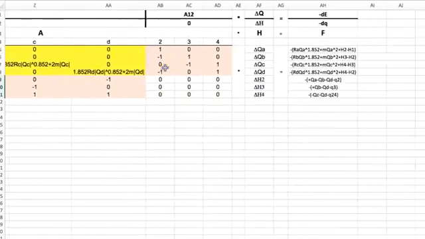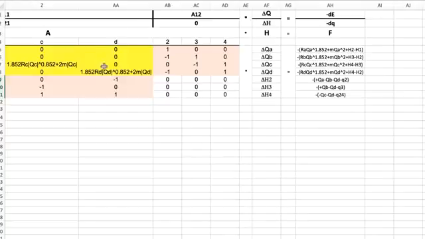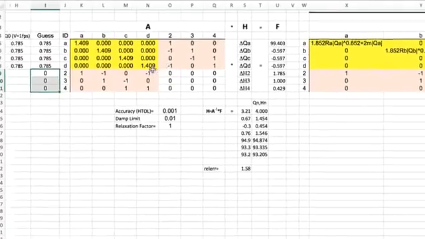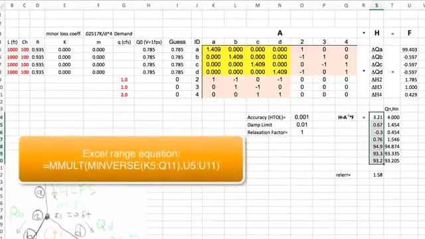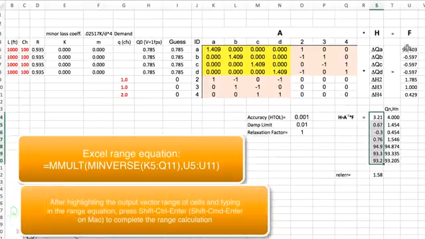And then to solve that, we have to multiply the inverse of the A matrix by F, and that gives us the H. So in Excel, if you're trying to do this in Excel, set up this equation. You have to highlight all of these cells then for the vector that you want to end up with, and then you type in the MMULT function. So you're multiplying the inverse of the A matrix by the F matrix, and then you get this vector.